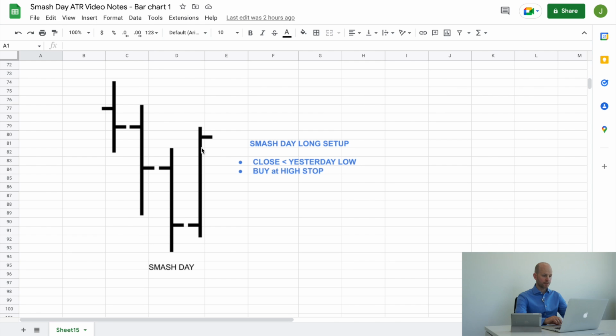And of course, the opposite is exactly true for short trades. We would have seen a smash day which would have had a close higher than the previous day's high, and then we would have set a sell short order at the smash day low for the next day. Okay, so smash day long setup: look for a close here less than yesterday's low here, then set a buy at the high of the smash day.